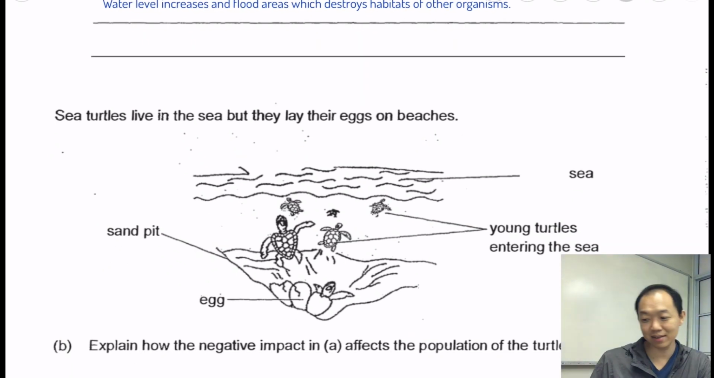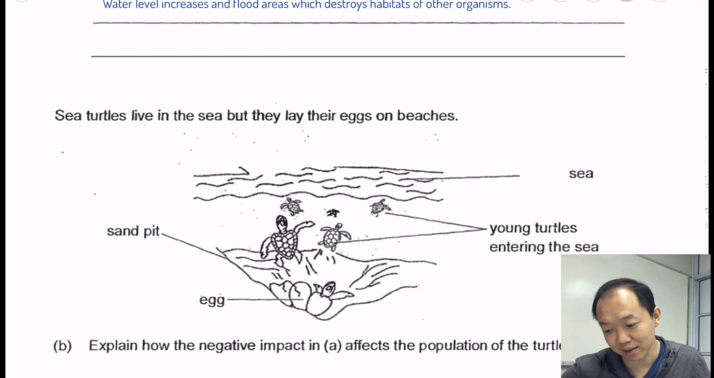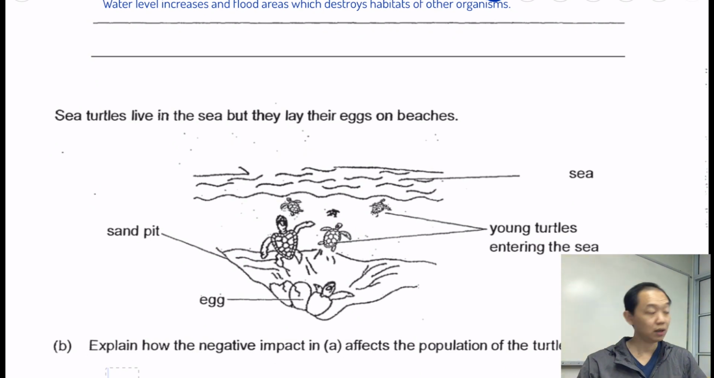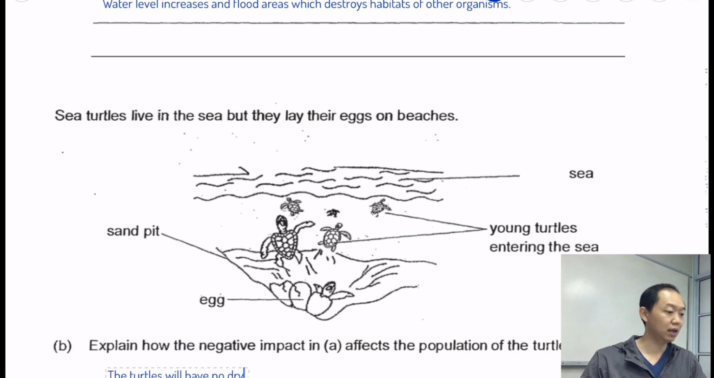Okay. B. What's B? Explain how the negative impact affects the population of turtles. They live in the sea, but they lay their eggs on land. So when the water level increases, where can they lay their eggs? How does it affect the turtles? The turtles will have no dry place to lay their eggs, or they have to go deeper inland to lay their eggs.